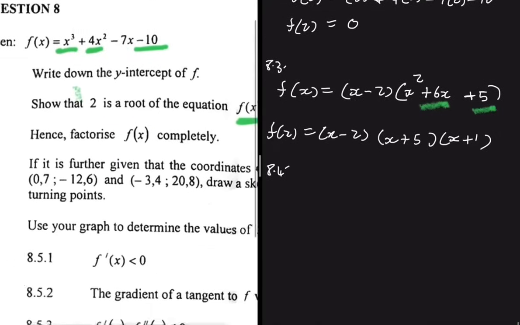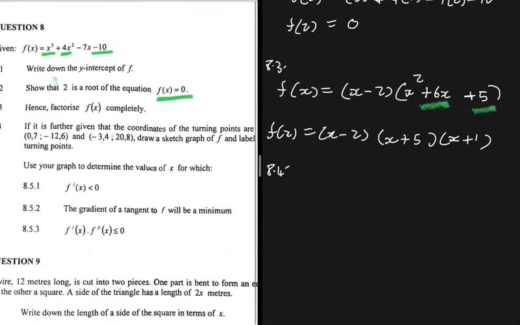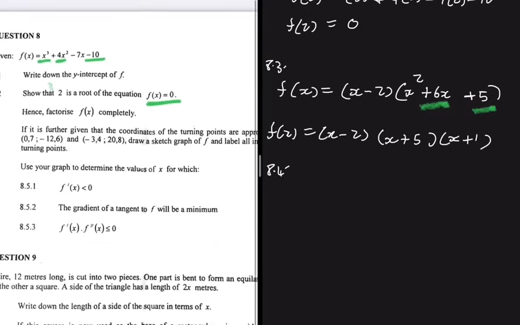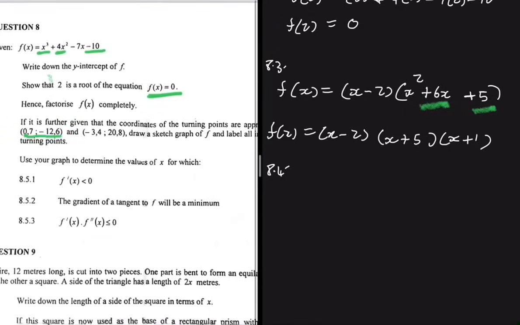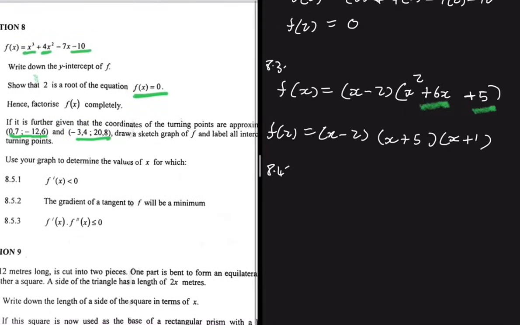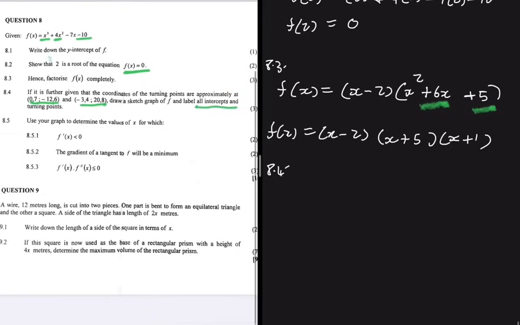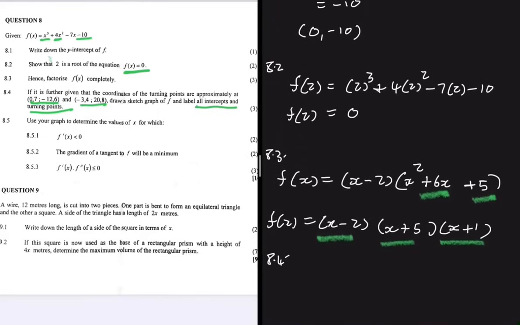It is further given that the coordinates of the turning points are approximately at this coordinate here and this coordinate here. Draw a sketch graph of f and label all the intercepts and turning points. So when we factorize, we end up with our x-intercepts: x equals 2, x equals minus 5, and x equals minus 1. And we know the y-intercept from 8.1. So the intercepts, we have those covered. And then we are given the turning points, so we have all we need. We just need to sketch our function. So let's go ahead and do that.